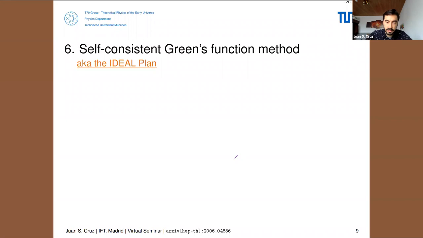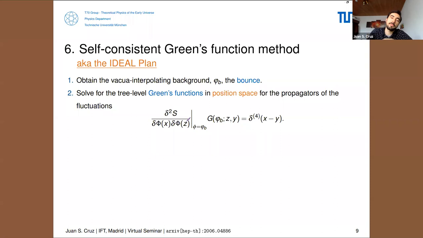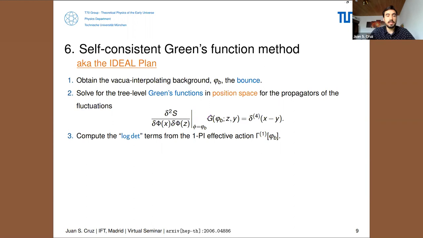So step number one is to find the background. I will give you more details on this soon, but this is just so you have an overview of what we did. So once you have your background, then you can proceed to step number two. You expand your theory around this interesting background, and you consider the fluctuations of the fields in the different sectors. So you can solve for the Green's functions per sector. You will get then these dressed propagators, if you want. And once you have them, you can compute the 1PI terms, the usual log det terms that appear in the effective action.